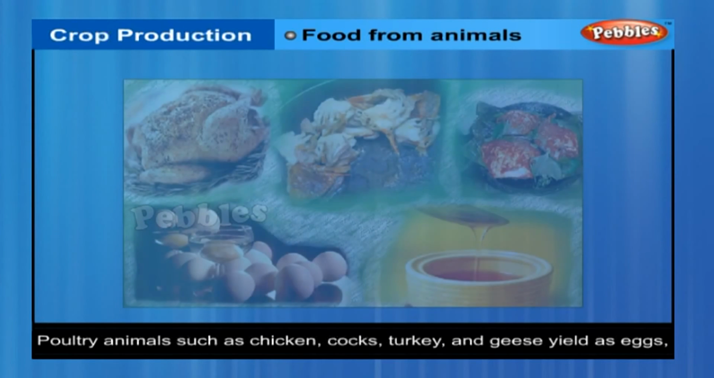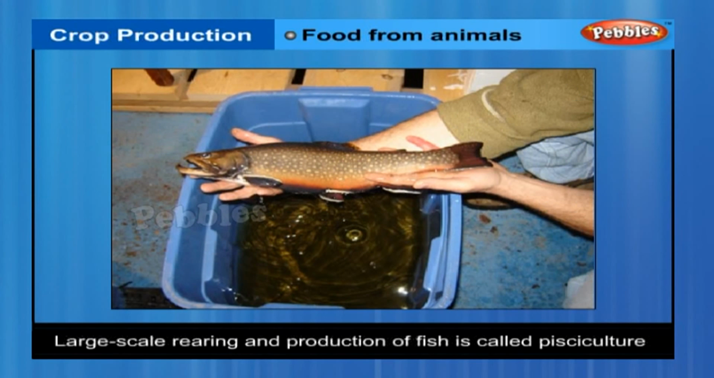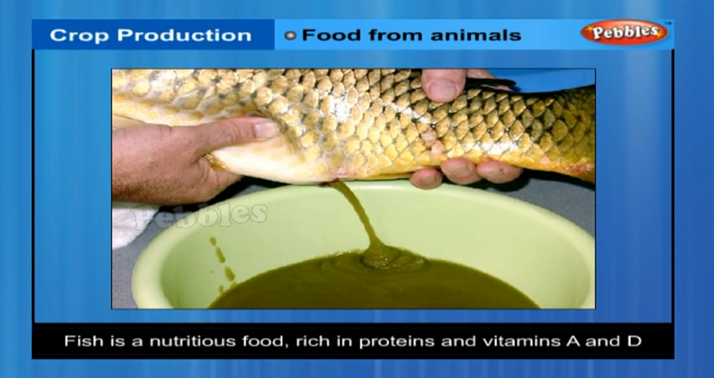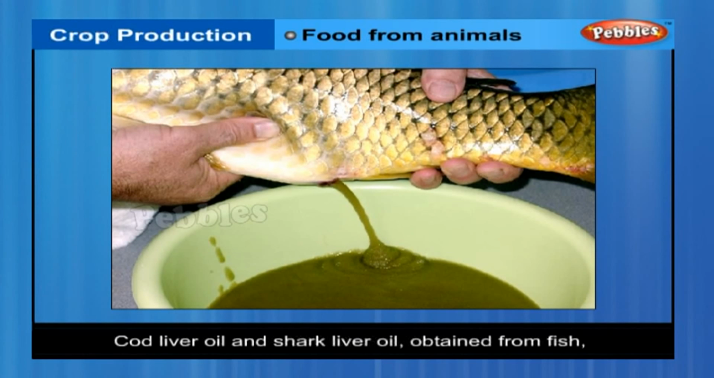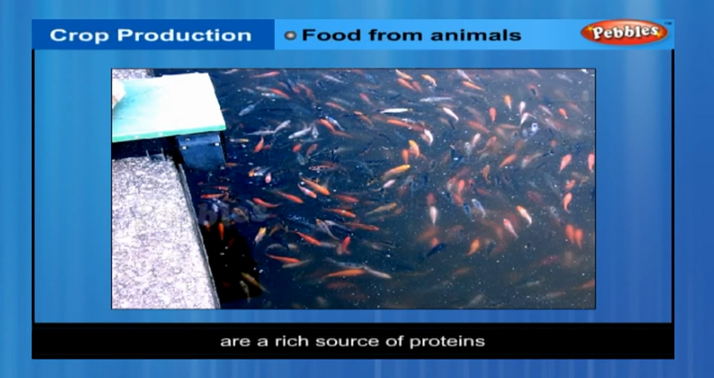Poultry animals such as chickens, cocks, turkeys, and geese yield eggs. In addition, the flesh of animals such as goat, chicken, and fish is also eaten as food. Large-scale rearing and production of fish is called pisciculture. Fish is a nutritious food rich in proteins and vitamins A and D. Cod liver oil and shark liver oil obtained from fish are a rich source of proteins.